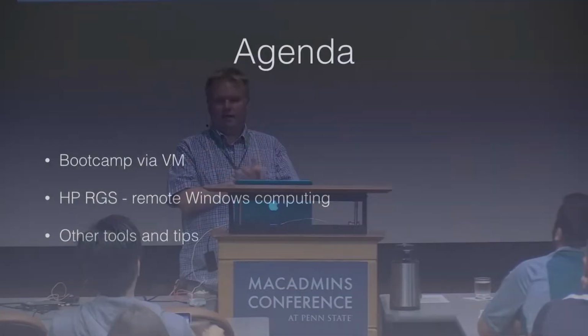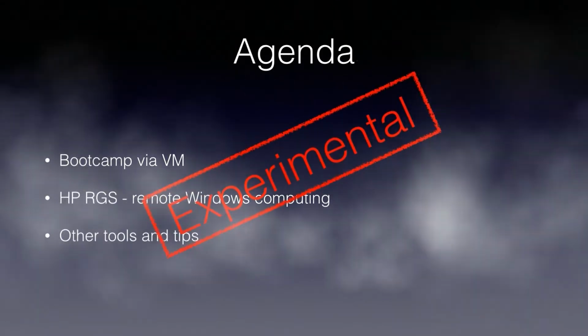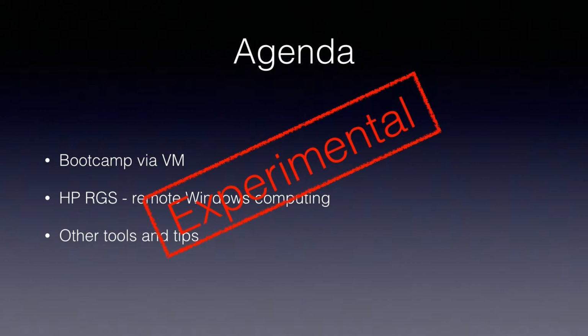So we're going to just kind of break it up into 3 sections. Bootcamp via a virtual machine, which maybe is interesting to you. We're actually running a lot of Windows machines remotely from a Mac, so that the horsepower of a Windows machine is actually being used, and we're just kind of capturing that. And then at the end, I've got some really cool other tools and tips, which I think you'll find pretty interesting. I will say, hey, some of this is pretty experimental, right? We have not deployed this yet, but we are way down the testing path.